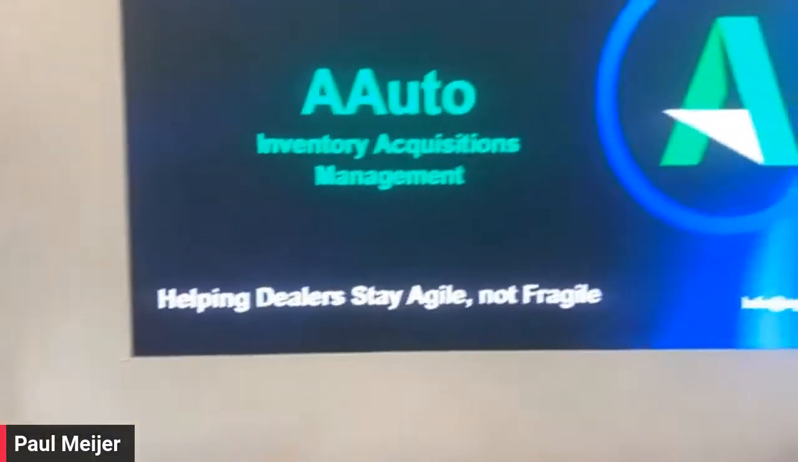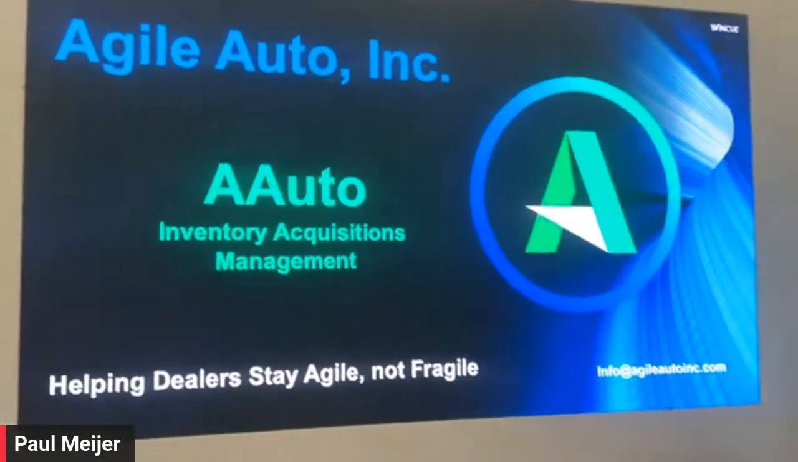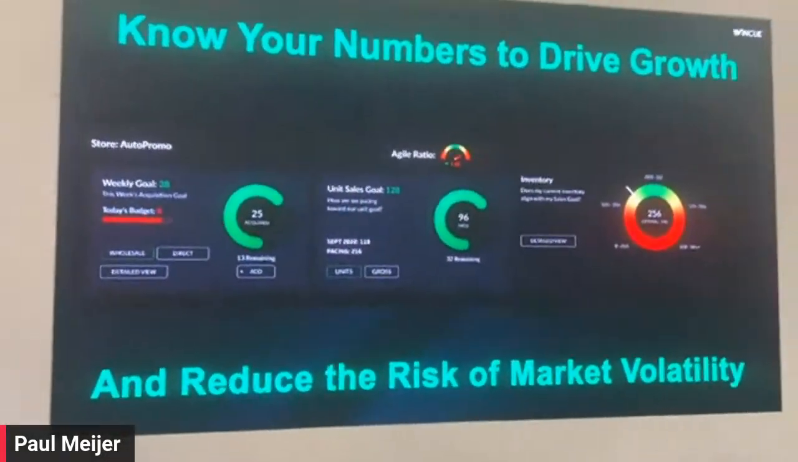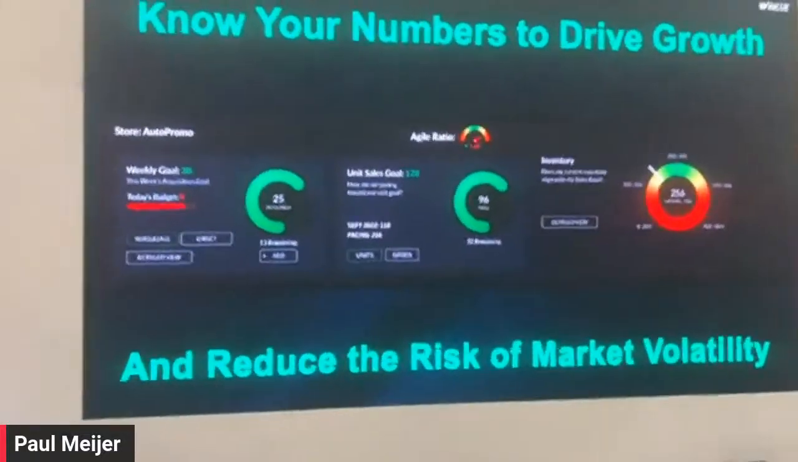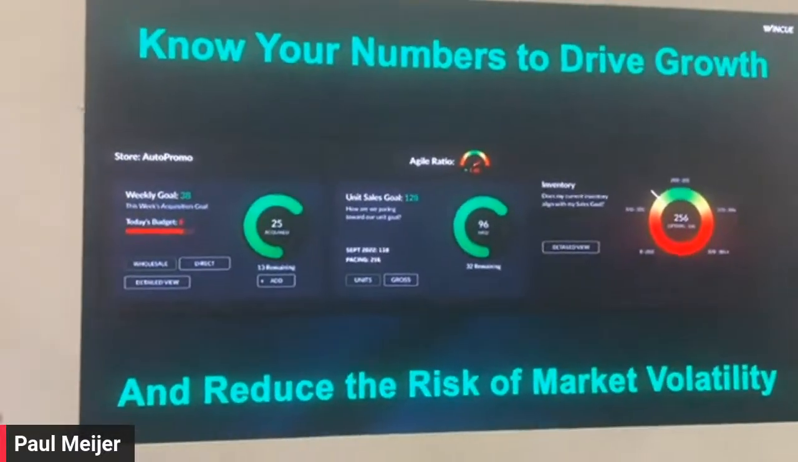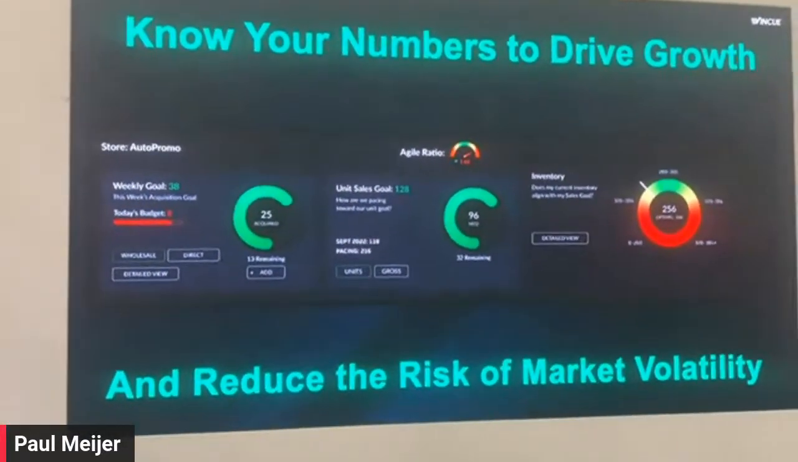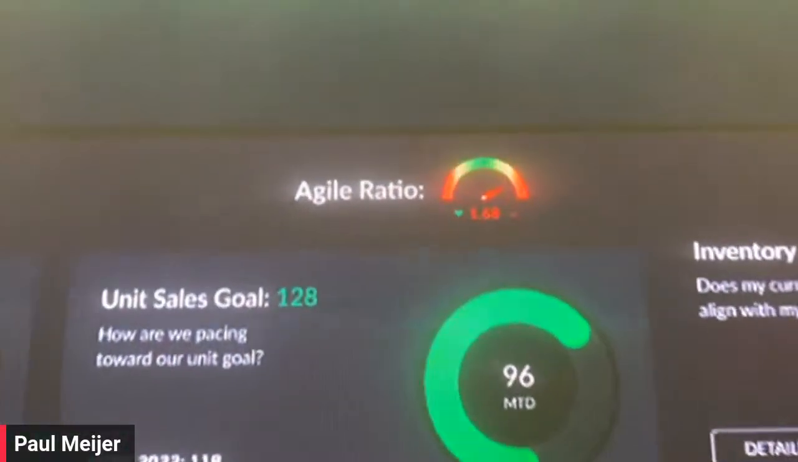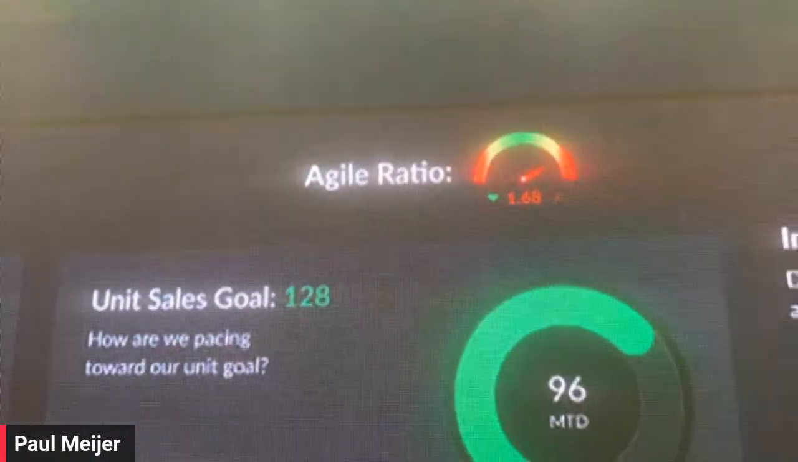Excellent. Agile Auto is A Auto's parent company. And what we've done is we've built a dashboard, a very simple, easy to read dealer dashboard. And at the very top, you'll notice the Agile Ratio. That is a dealer health score. You're going to see that integrated in VenQ and others. That right there, yeah, that's the Agile Ratio.